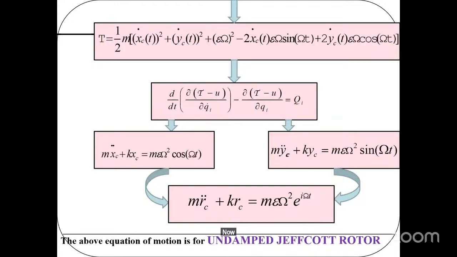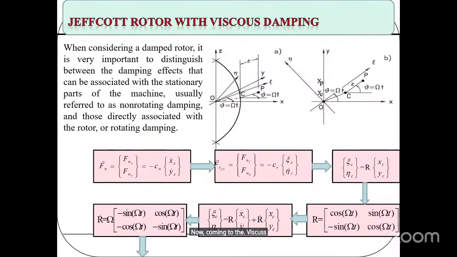Now coming to the viscously damped Jeffcott rotor. Here we consider that the rotor shaft is made of damped material, and the damping follows the viscous pattern, meaning the viscous force Fd is equal to C x dot. Once again, in rotor shaft systems, there are two kinds of damping: non-rotating damping and rotating damping.